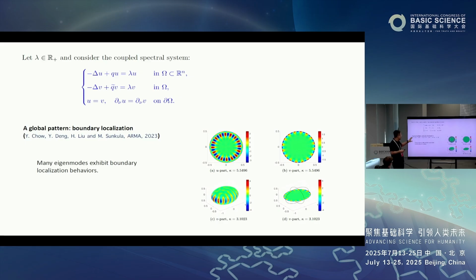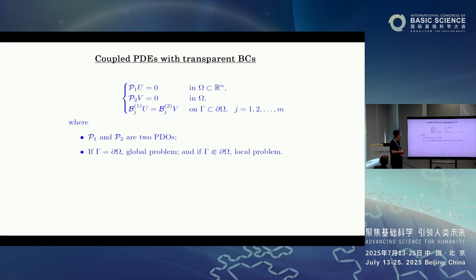So why do we call it a global pattern? Because this type of boundary localization behavior depends on the fact that this problem is defined on the whole domain, and also the coupling of the boundary condition is prescribed on the whole boundary, right? So these are the two simple illustrations. All right, so now I can give the general setup of our study.